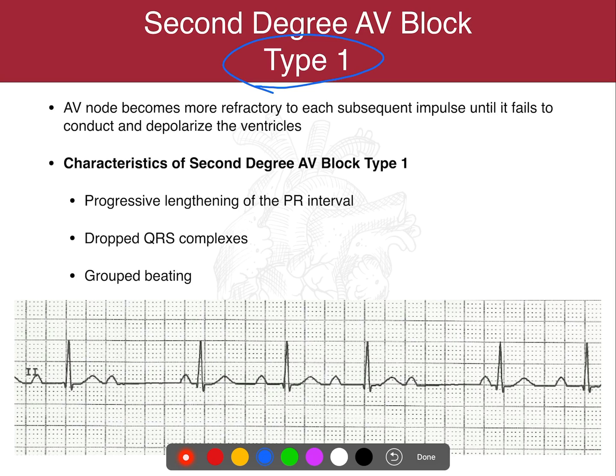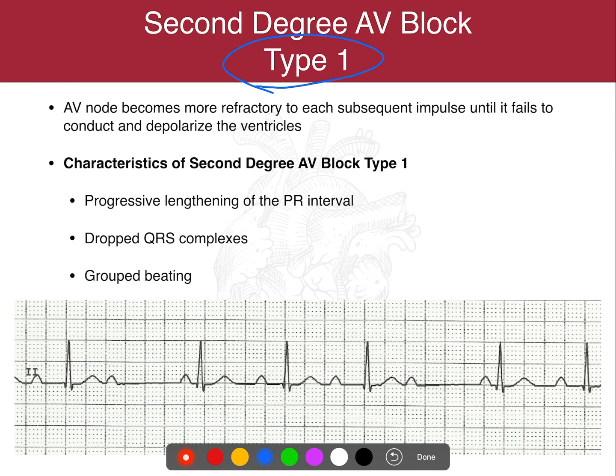And so that's what's happening with second degree AV block type 1. You get this progressive lengthening of the PR interval. Each time that the AV node receives the impulse, it gets a little bit more fatigued. And so the next time it receives an impulse, it's going to take it longer to get all the way through, until eventually it says, you know what, I'm just taking a break. And that's when we drop a QRS complex.